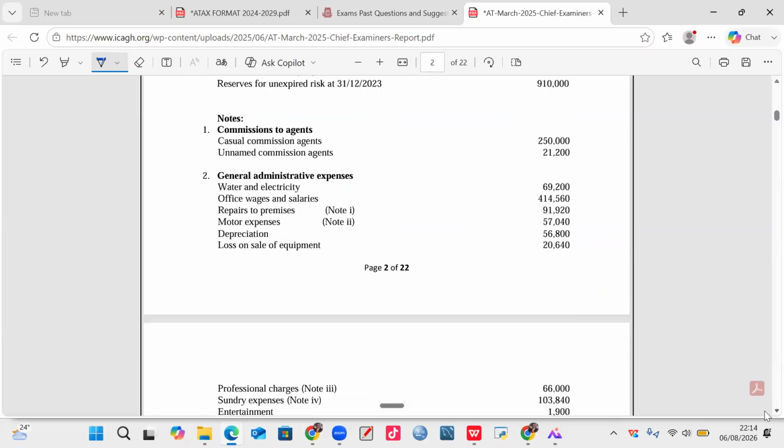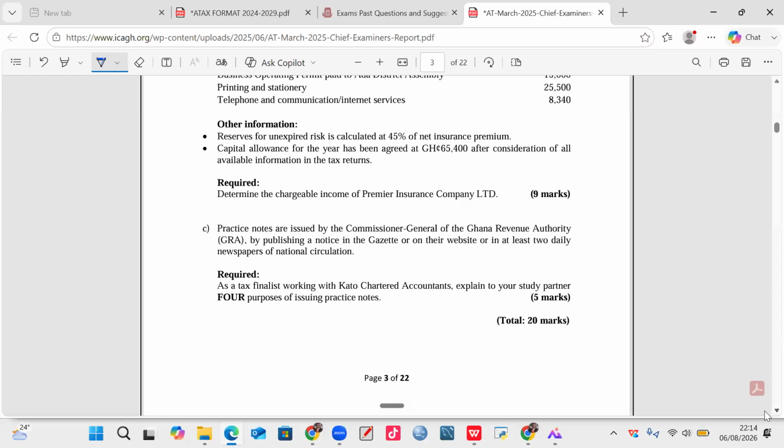The B starts with what? Insurance, 9 marks. Determine the chargeable income. So if I'm to start, I'll write the computation of the chargeable income of Premier Insurance Company Limited, and I'll underline it. That is what the examiner was saying some students failed to do. That is 9 marks. And they brought the theories.